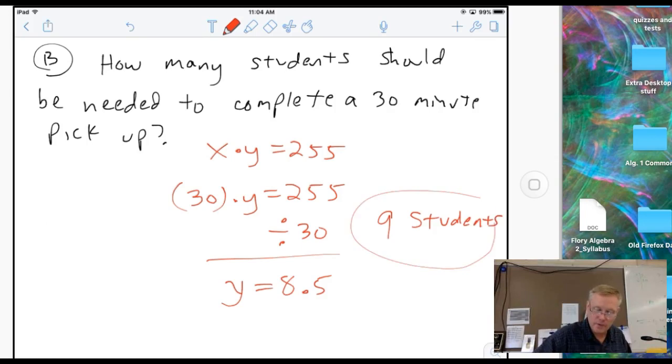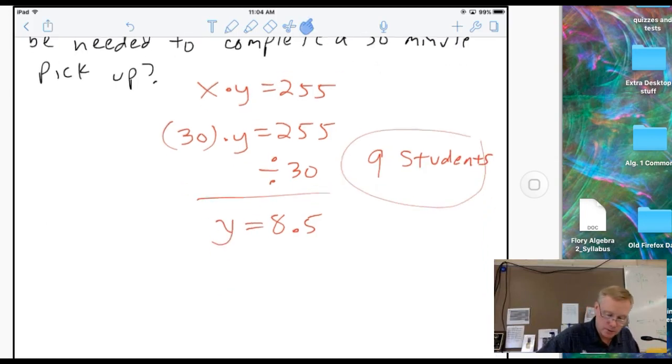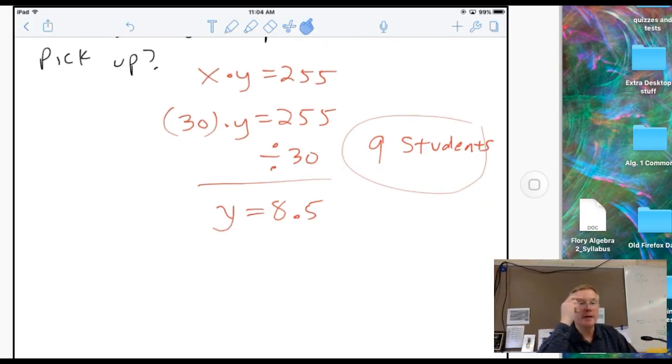Tough to have 8.5 kids. You can all make that joke about the short kid if you want, but anyway, about 9 students. Okay, so there's your answer, and I'm done with that. Questions so far? If you have them, please write them down.